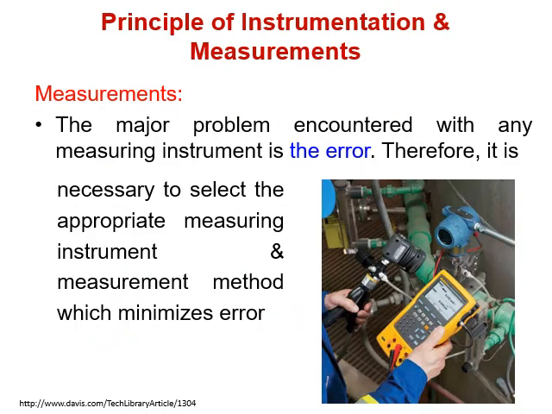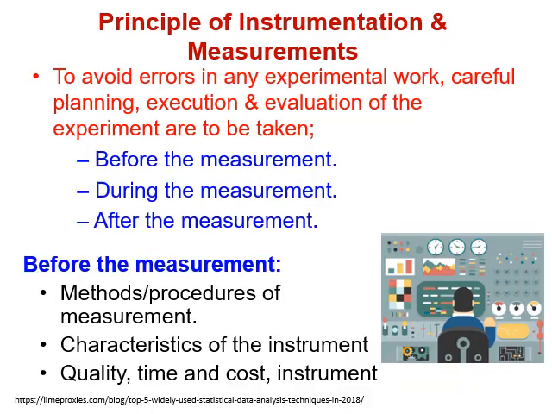The major problem in measurement is the error. So error is the major problem in measurement. Therefore, when we want to measure, we need to look for the right, appropriate instrument to get the error to a minimum. So we cannot eliminate error, but we can make the error minimum. So we use the right instrument at the right location to get the error to minimum.